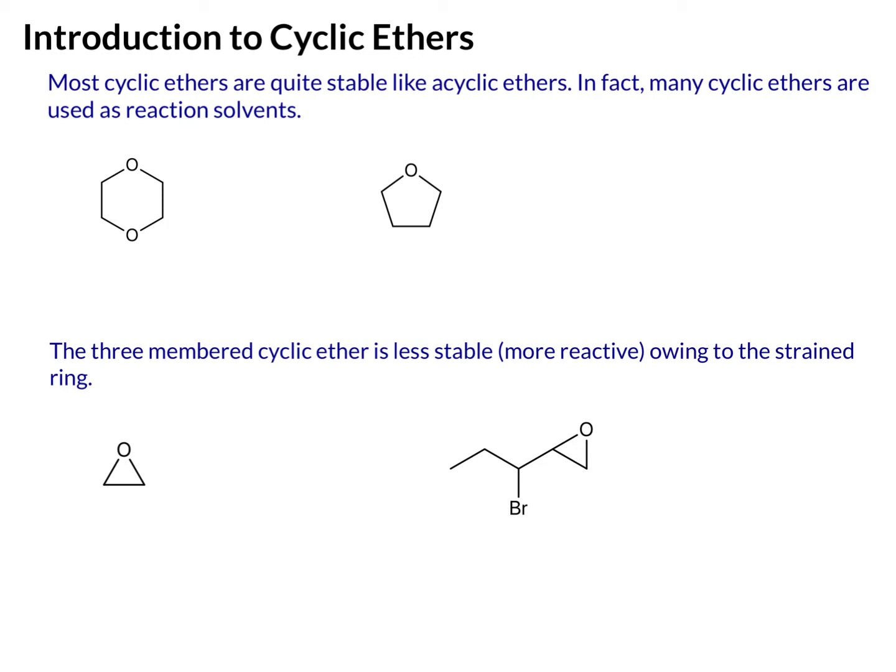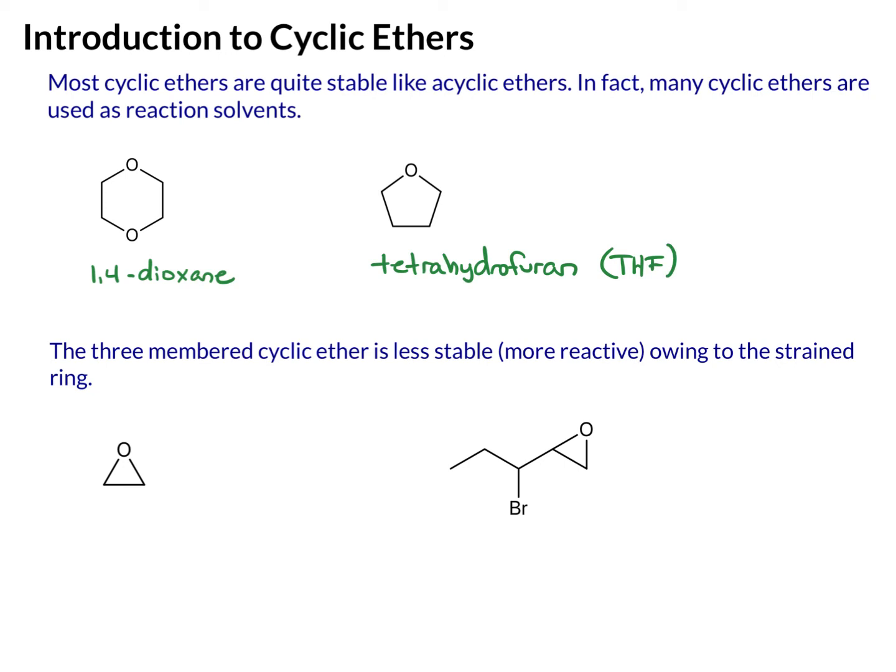So here are just 2 common cyclic ether solvents. This first one is a diether. This one is called 1,4-dioxane. The second one is called tetrahydrofuran, or THF. That's a really common reaction solvent.